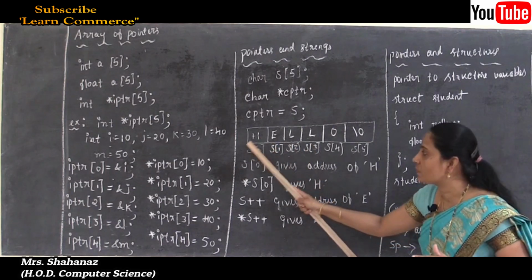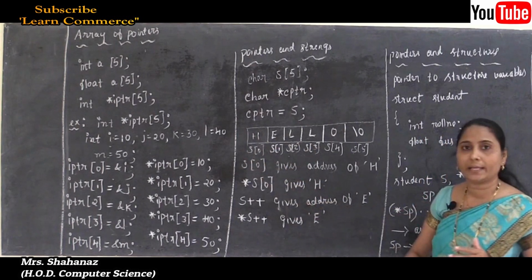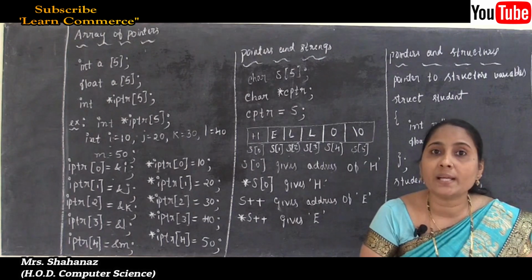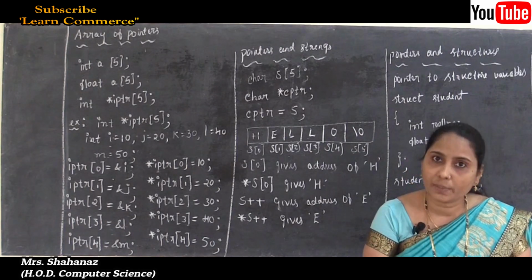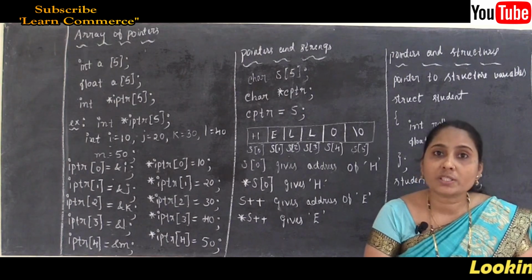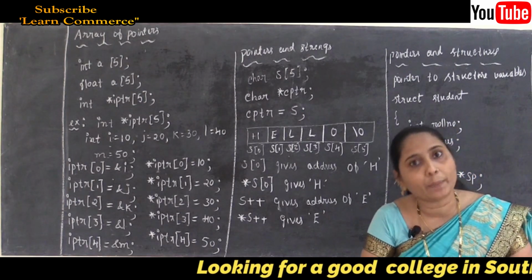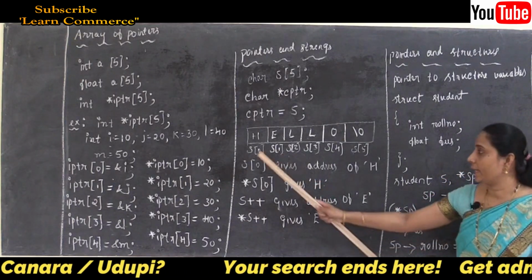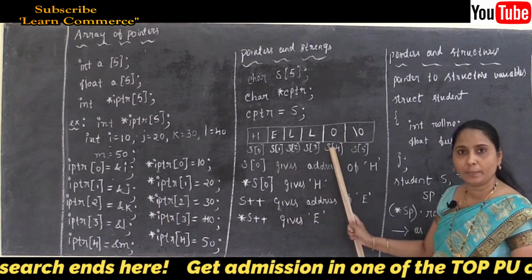Correct? No, why? Because this one is the pointer to the character, the s of 0 base address, or it gives the base address of the array, or simply the address of the first character in the string variable, hence regarded as the pointer to the character to access all those elements here.